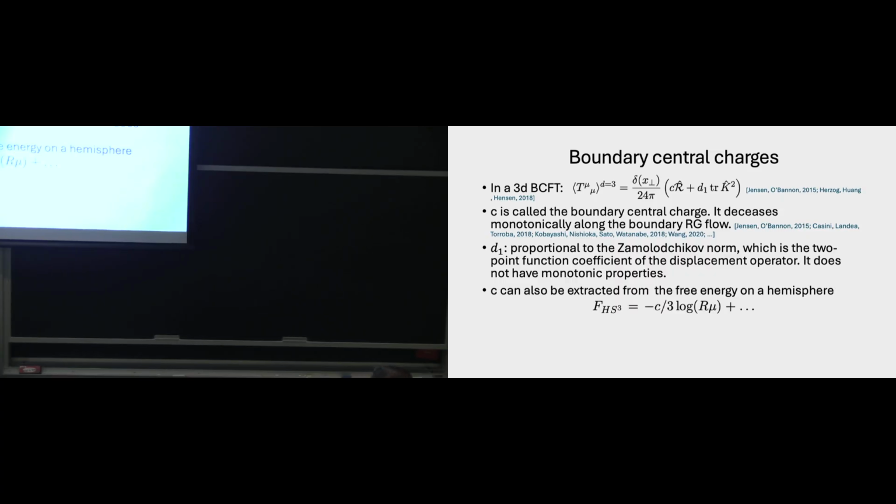And using this definition, C can also be extracted from the free energy on a hemisphere. Here R is the radius of the hemisphere, mu is some UV cutoff, and the coefficient of the log R term is basically the boundary central charge. And as I mentioned, we can also compute this number using an AdS setup. And in the AdS case, the log R term comes from the regularized volume. I'll also give an example later.